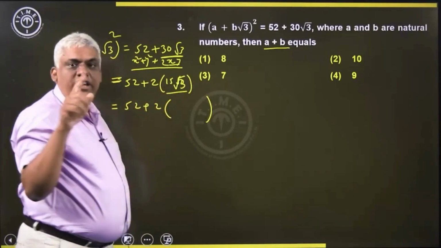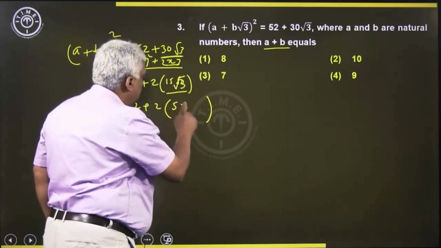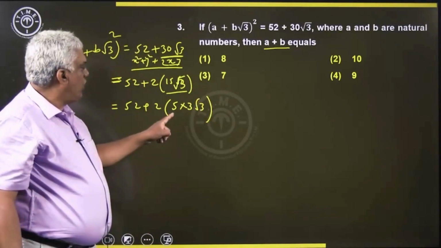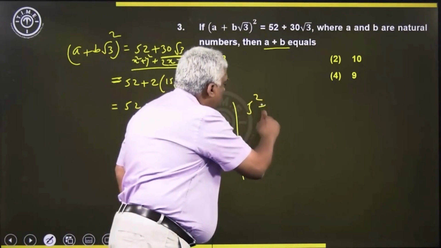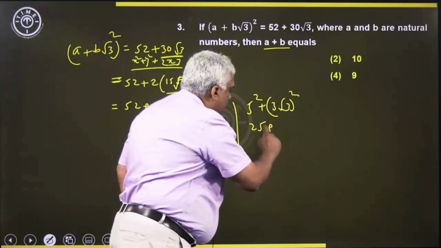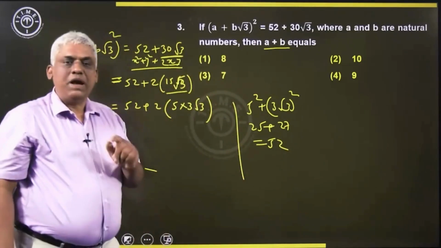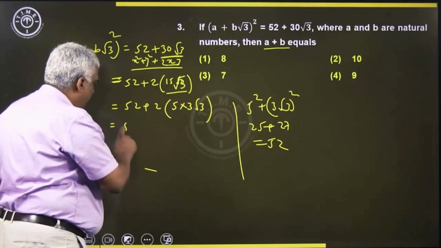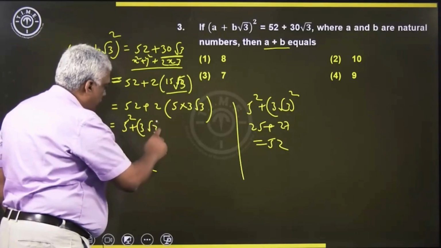15 we can write as 5 into 3. So, one part we can take 5 and the other part is 3√3. And look at this, 5 squared is 25, and (3√3)² is 27, which gives 52. So it is matching our requirement, right. So, this 52 we can write as 5² + (3√3)².